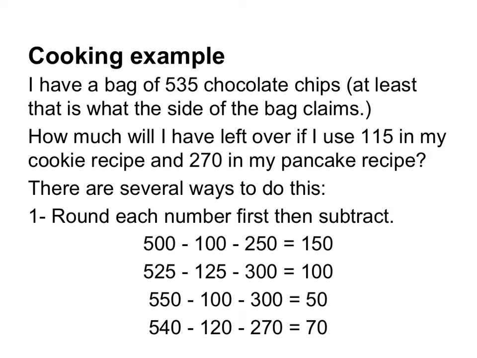Right, so you are choosing how to round those numbers. Maybe you round one of them up and you round one of them down, hoping it'll sort of cancel each other out. So you round the 115 up, but you round the 270 down, or vice versa. Now notice, just with these four, I have quite a big range. I have a 50 left over, a 70 left over, 100 left over, 150 left over. These are very different, but again, they're estimates. So the numbers are going to be different depending on how you round those numbers.